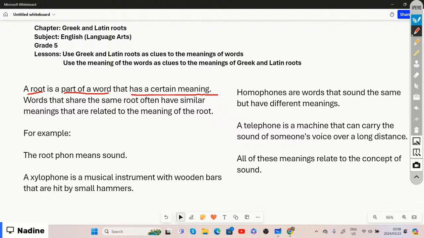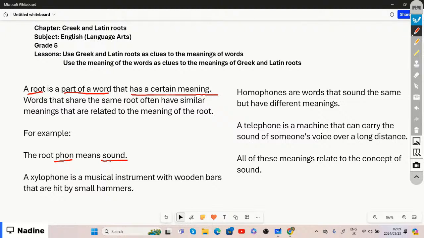For example, the root phone, right? The root phone, it means sound, right? So the root phone means sound. So now if we look at certain words with that word phone in, then it means that the meanings of those words are going to have to do with sound, right?